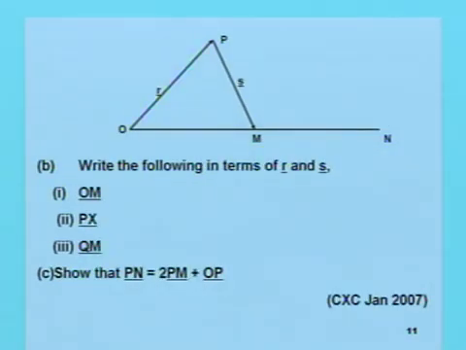Part B of the question. Write the following in terms of vector r and vector s. Part 1, vector OM. Part 2, vector PX. Part 3, vector QM. Part C. Show that vector PN is equal to 2 times vector PM plus vector OP. CXC January 2007.